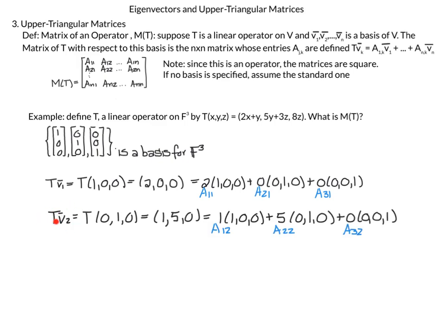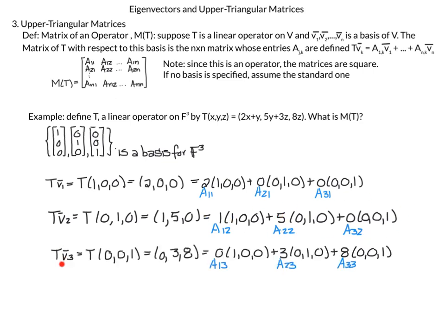I do the same thing now, take the transformation on my second basis vector, that's T of (0, 1, 0). So plugging in here, I have 0 plus 1, so that's going to give me 1. I have 5 times 1 plus 3 times 0, so that gives me 5. And then I have 8 times z, which is 8 times 0, which is 0. Writing this out again as a linear combination of my basis vectors (1, 0, 0), (0, 1, 0), and (0, 0, 1), I'm sorry. That gives me 1 for A12, 5 for A22, and 0 for A32.